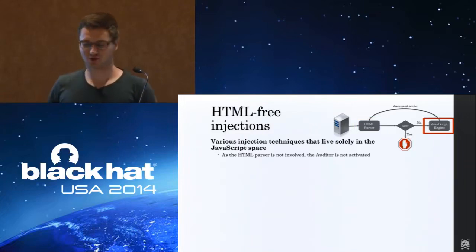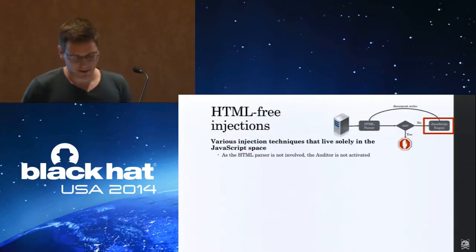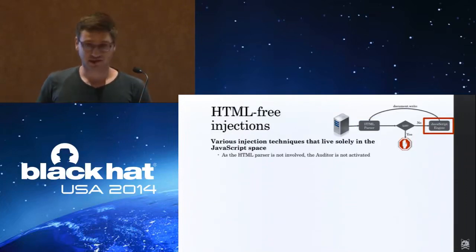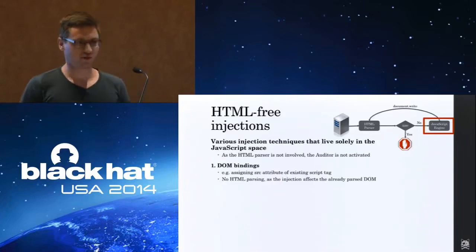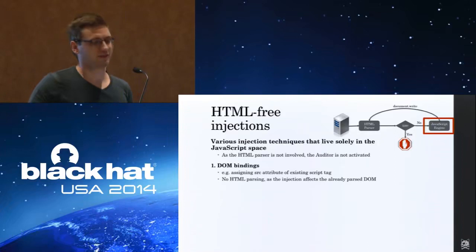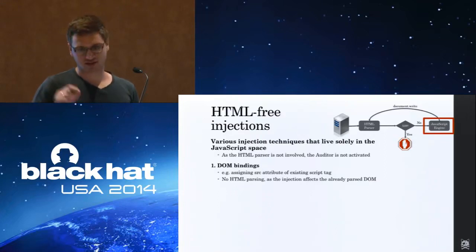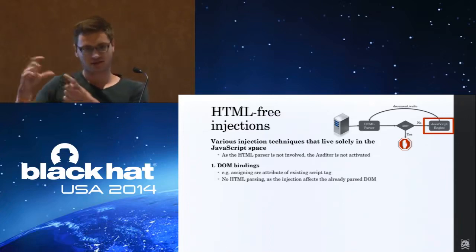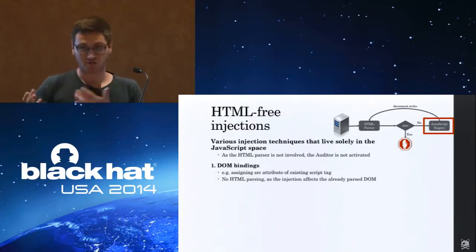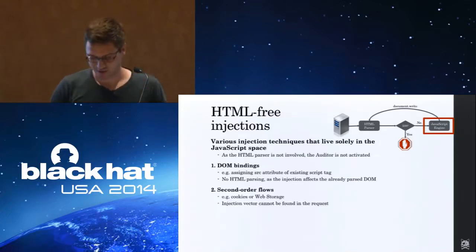Then there are these things that we like to call HTML-free injections. Again, that's something that happens in the JavaScript engine, and the HTML parser is not involved. First and foremost, there are the DOM bindings. You can access, for example, an existing script tag from JavaScript. You call document get element by ID, you get that script tag, and then you say script.source and assign a certain value to it. That changes something in the parsed HTML node, so it's in memory. This changes the source attribute, but it doesn't generate any HTML anymore. So it's not parsed, and that's why it's never going to go through the HTML parser.